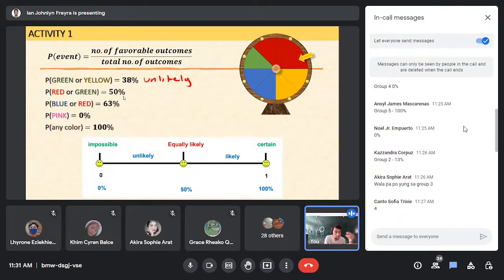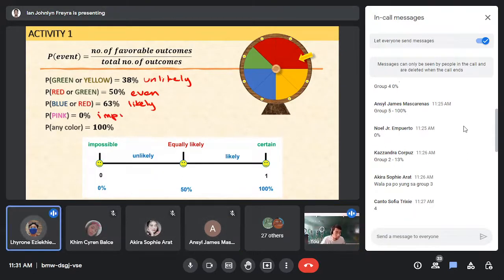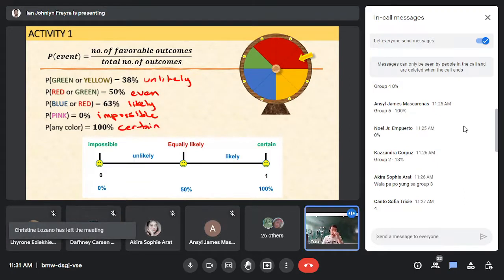How about red or green? 50%. Sige, anyone? Pag 50%, ano yun? Even po. Equally likely. Sige, let's use even. Mas madali isulat. Even. You have even chance of winning. 50%. Blue or red? That's 63%. Likely po. Likely, because that's more than 50. 0%, ano yun? Impossible. 100%? Certain. Ayun. Gets si probability scale? Opo. Very good.